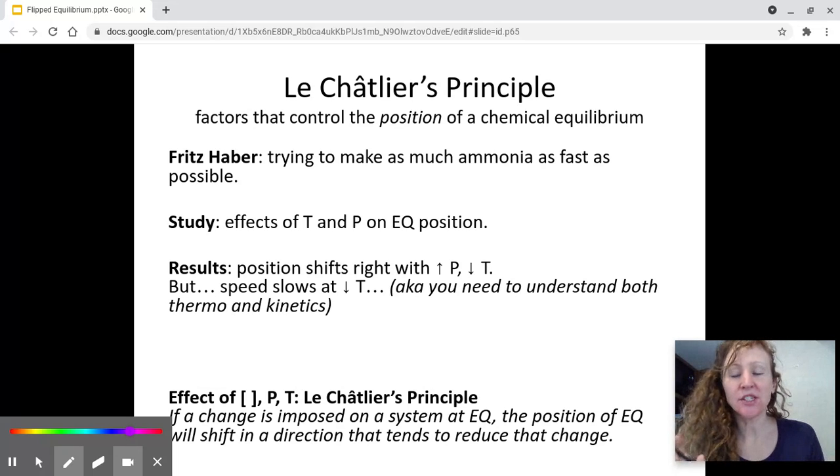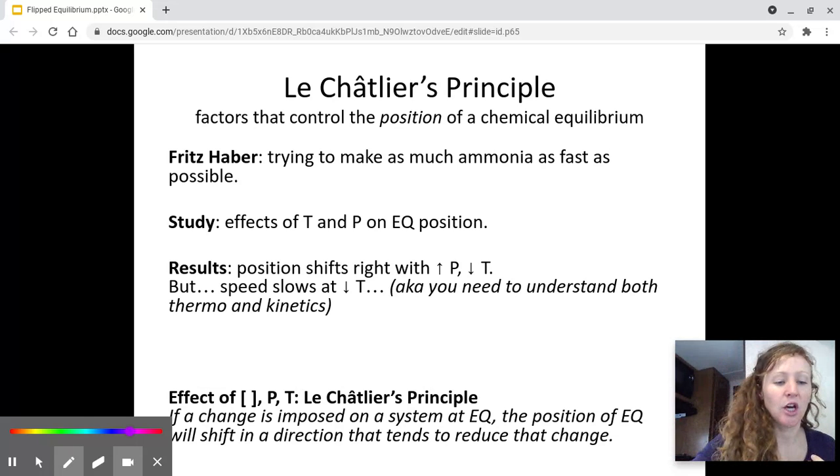All right, and then one last note before we dive into this. Remember, we're talking about the ratio of products to reactants at equilibrium. We're not necessarily talking about how fast we get there. And so if you are in the business of synthesizing ammonia, for example, or some other compound, you're going to have to look at both factors. You're going to have to look at this equilibrium position as well as speed, because one does not tell you about the other.